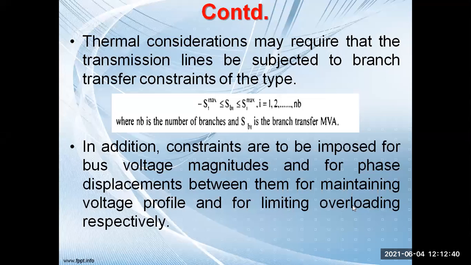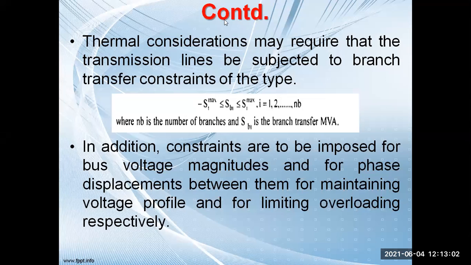Now, the thermal consideration may require that the transmission lines be subjected to a branch transfer constraint. See, that is a very, very important thing. This is a thermal constraint. So when you are transmitting electrical power, you have to keep in mind that it should not cross the thermal limit of the transmission line.